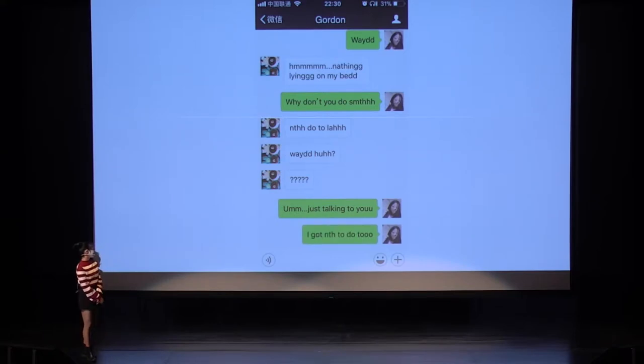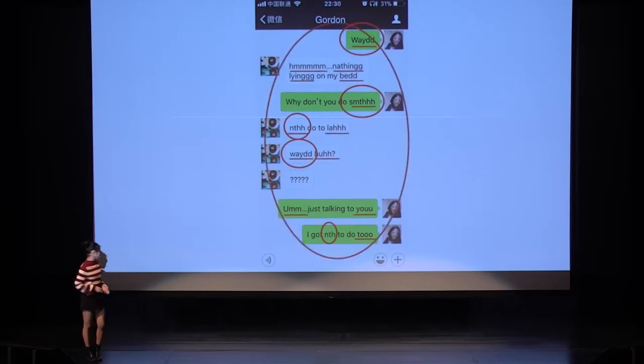From this conversation, it's probably quite obvious that both of us could be failing English here, with all-over-the-place abbreviations, excessive repetition of letters, and even a grammar mistake there. But despite all that, this chat is totally functional, and we could go on and on just like that. But while this is how things usually go, I start to wonder, what if I started speaking proper English to him? What would happen? Would we still be able to communicate?